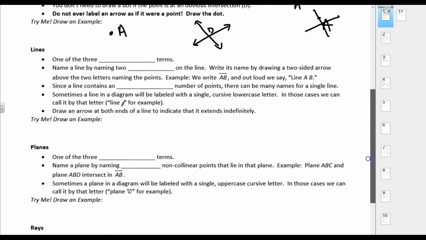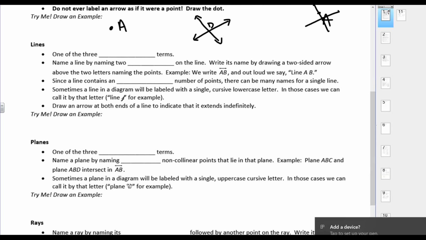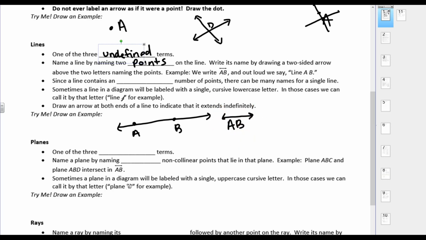So the next type of term we have are lines. Lines are, again, one of our three undefined terms. And lines are named by naming 2 points on the line. So, for example, if I've got a line here, and this is point A and point B, I would call this AB, and I'd put an arrow over the top of it with 2 arrows on either side to indicate that it's a line. We could also name this line BA. It means the same thing.